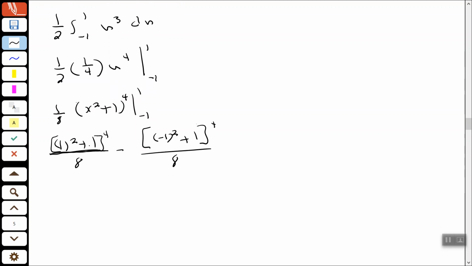So 1 plus 1 is 2. 2 to the 4th is 16. 16 divided by 8 is 2. Same thing here: 1 plus 1 is 2, 2 to the 4th is 16, 16 divided by 8 is 2. So the definite integral of that function from -1 to 1 is 0. So the area underneath the curve equals 0.